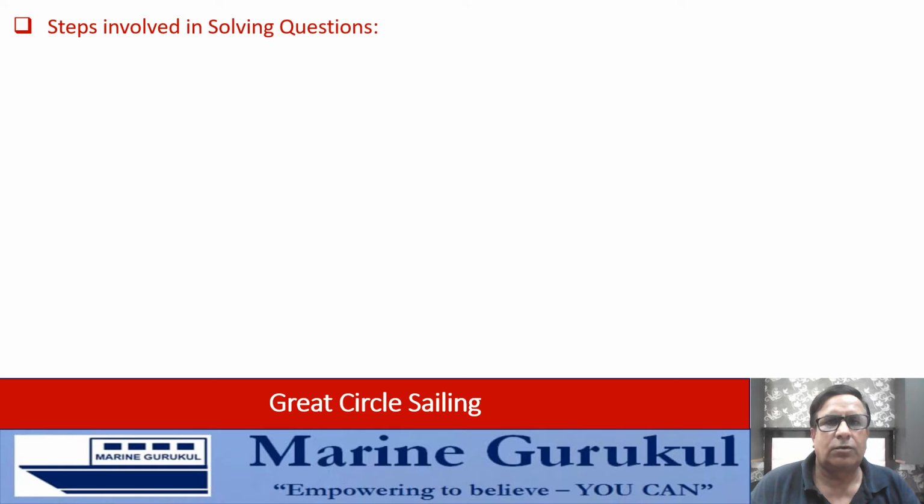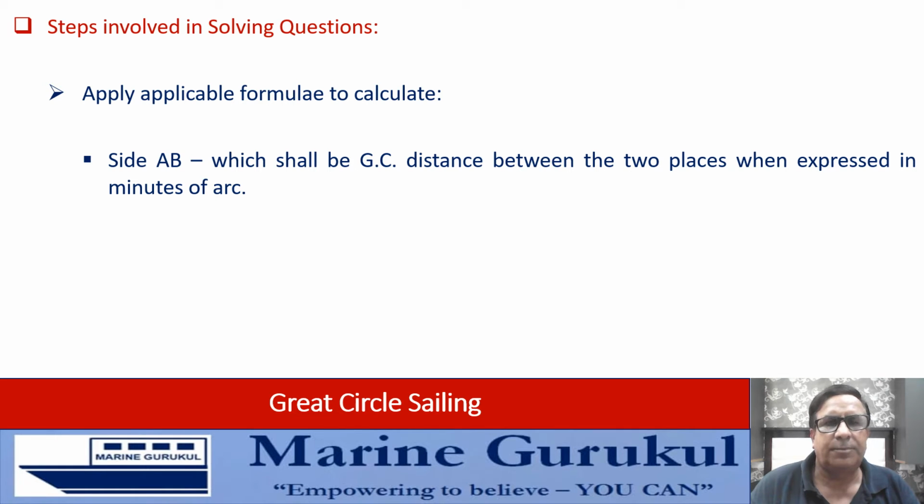Now having drawn the PAB triangle, having transferred the available information onto the triangle, we are ready to solve the triangle. We solve the triangle using the cosine formula, and in solving so, the side AB of the PAB triangle that we shall obtain, when expressed in minutes of arc, shall be the great circle distance between A and B in nautical miles. I repeat, AB when expressed in minutes of arc shall be the GC distance between the two positions.